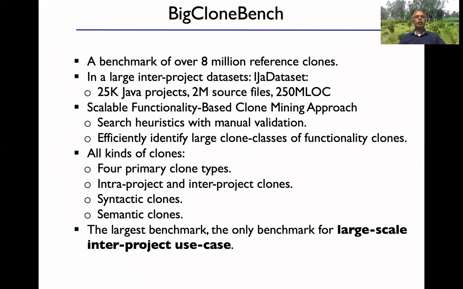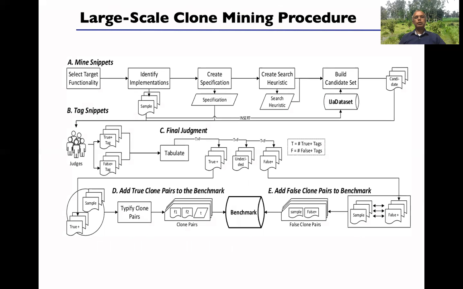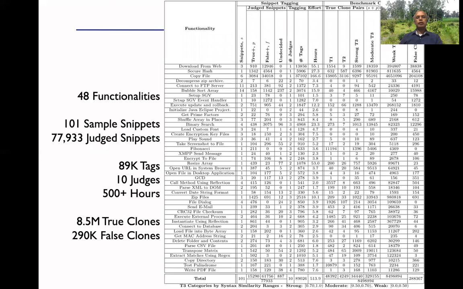With that, we covered 25,000 Java projects that have 250 million lines of code. We manually followed a functionality-based approach where we think of possible implementations of a certain functionality, then think of what the source terms are, and then look for those terms in those 25,000 Java projects. Then a lot of people manually validate which are actually similar and which are not for that functionality. We have done it for 48 functionalities, and there are about 8.5 million true clone pairs in our benchmark, and 290K false clones.